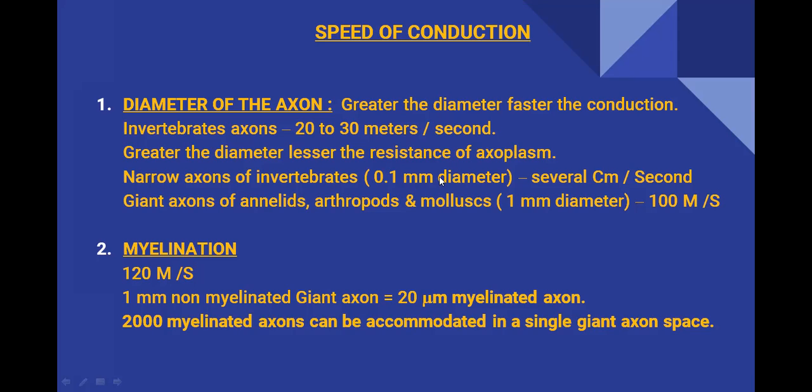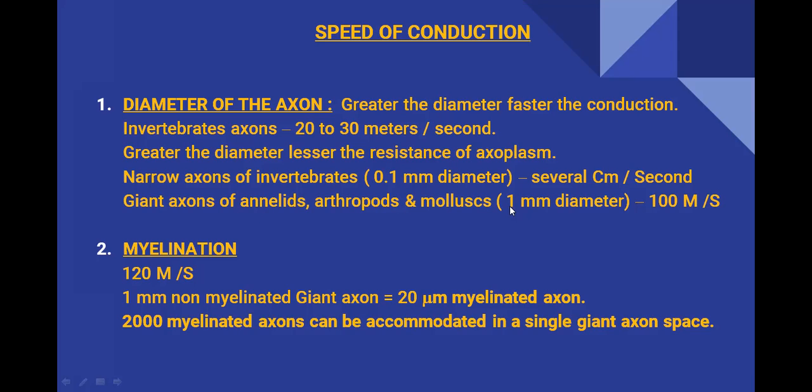In such very narrow axons, the speed of nerve conduction is very low, only several centimeters per second. And in some invertebrates like some annelids, some arthropods, and some molluscans, they have giant axons. Only a few giant axons will be there in some animals of these groups, and these giant axons are very thick.